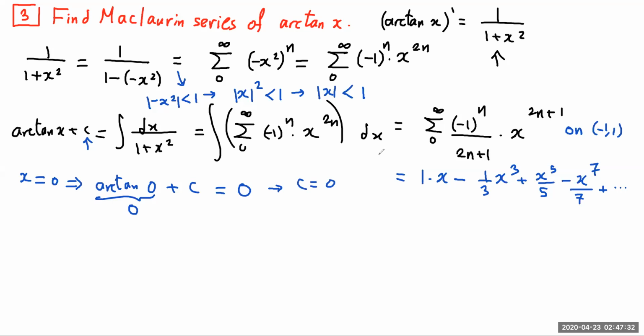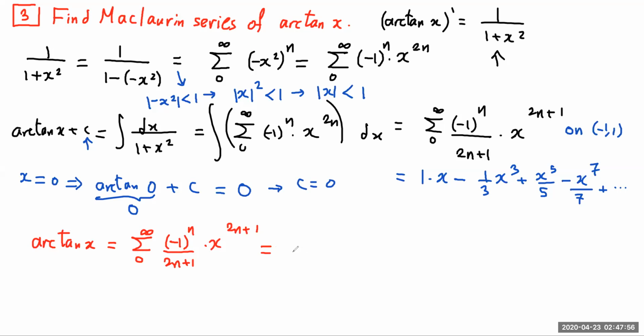So let's write in red the formula of arctangent x. Arctangent x is equal to sigma of (-1)^n divided by 2n + 1, the odd number, from n = 0 to infinity, times x^(2n+1).